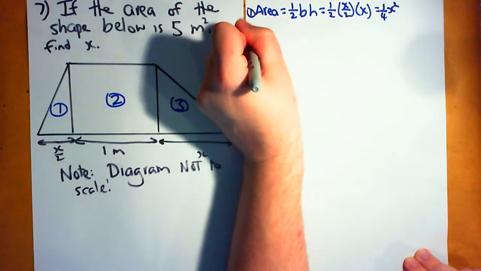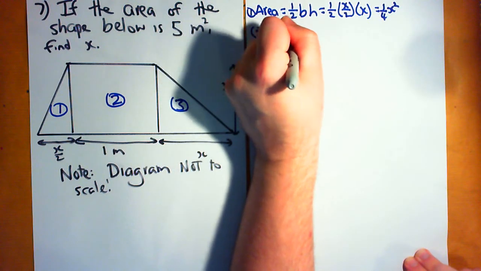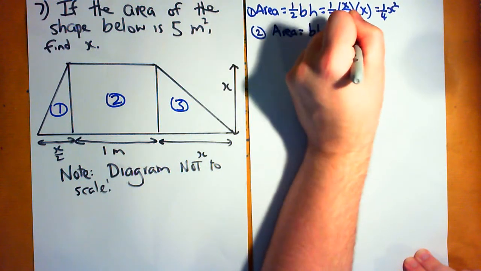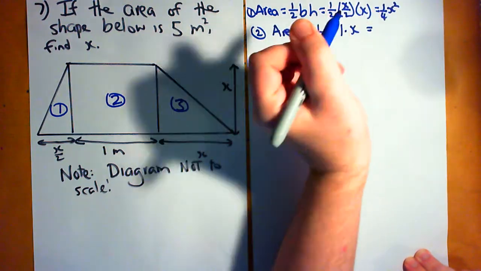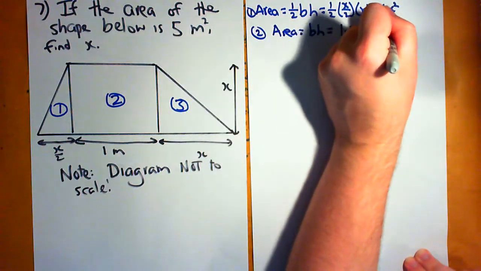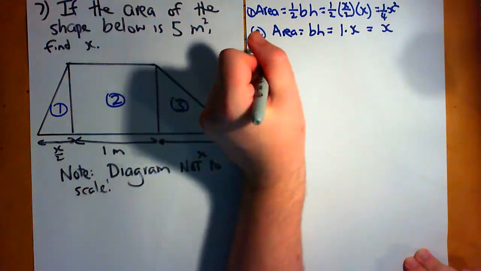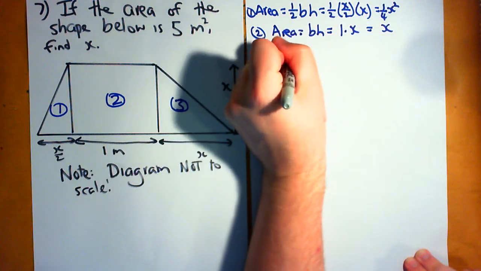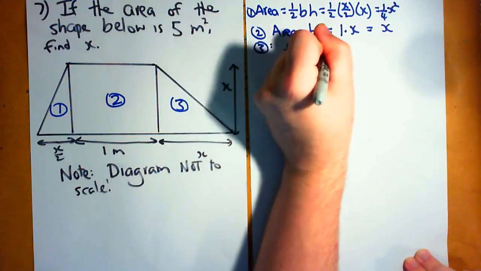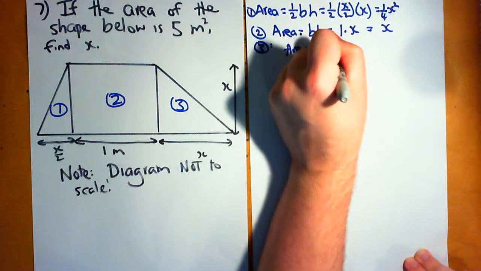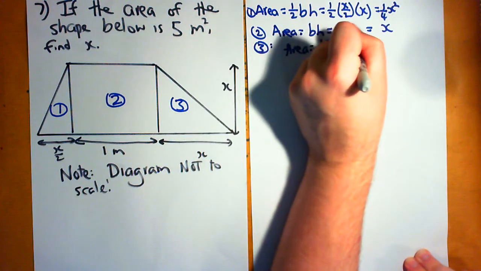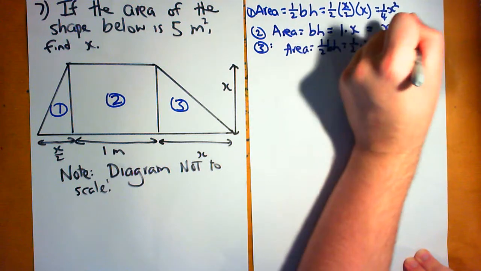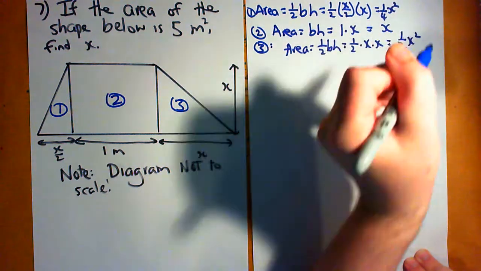For shape 2, it's a rectangle. Area is therefore base times height. Its base is 1. Its height is x. So its area is going to be x. And for shape 3, what's the area? This is a triangle, so it's half base times height, which is going to be half times the base x and the height x. So this will be half x squared.